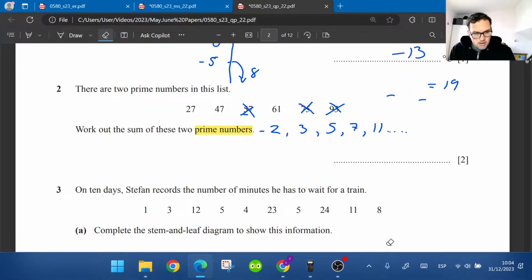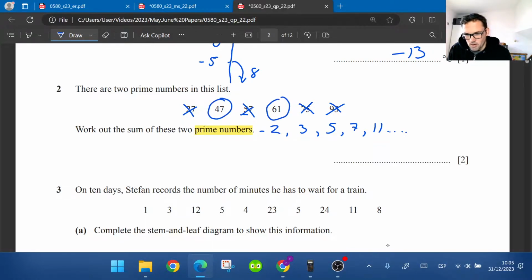Now the magic is here, you've got your calculator. Oh, well, there's another one that's really easy. 27. You know 27. 27 is in the 3 times table, but in case you were unsure, 2 plus 7 is 9. 9 is divisible by 3. So 47 and 61 must be our 2 prime numbers.